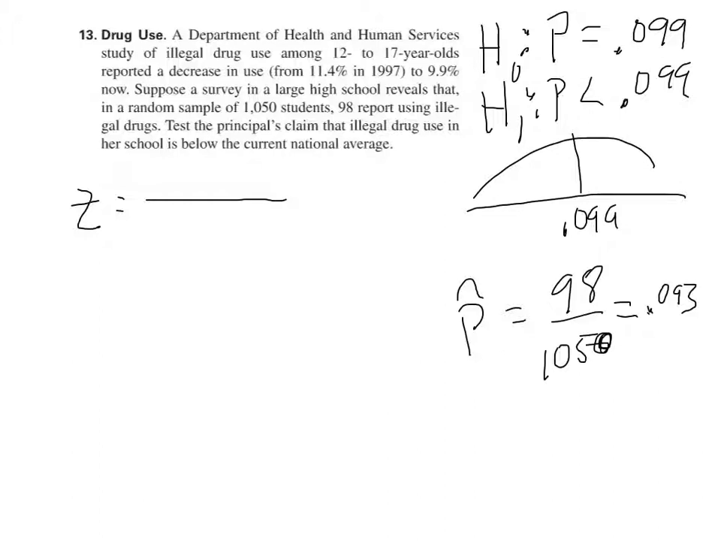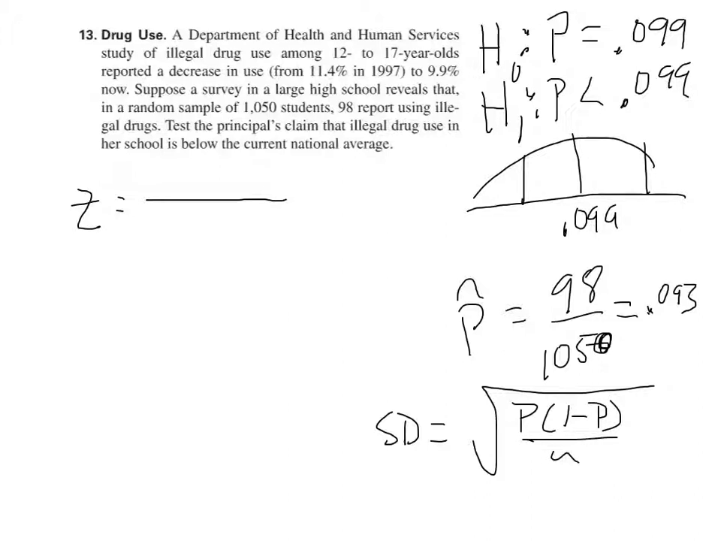And now the standard deviation with the sampling distribution assumes that the 9.9% figure is correct. So that's what we're going to use to get the standard deviation. So the standard deviation with this sampling distribution, we're going to use that square root of p times 1 minus p over n. That's the formula we're using. So for this one, we're going to use 0.099 times 1 minus 0.099 over 1050. I'm going to take the square root of that answer.